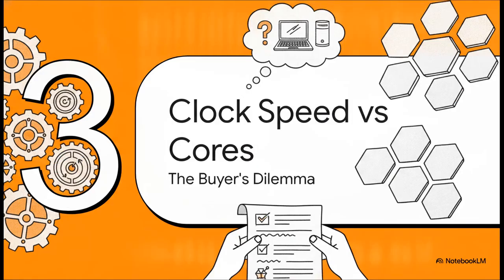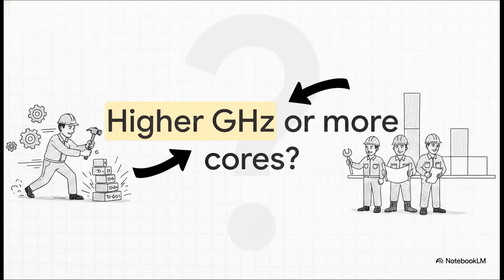Section 3. Clock speed versus cores. Now, what's really interesting about this concept is how we can reframe it. If you're shopping for a laptop in 2026, you're definitely going to be staring at a spec sheet, facing the ultimate buyer's dilemma: higher gigahertz or more cores. We can demystify this with a really simple construction analogy. Think of your CPU like a construction crew. The cores are the actual number of workers you have on the site. The clock speed, which is measured in gigahertz, is simply how fast each individual worker can clear out their daily to-do list.